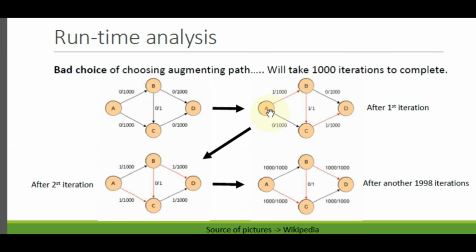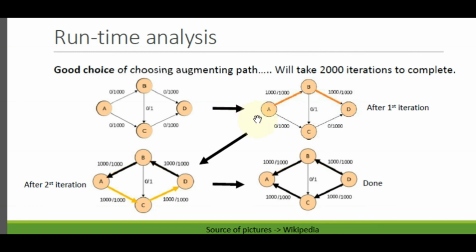So if you take an augmenting path A, B, C, D, the residual capacity is equal to 1. So we can push a maximum of 1 unit of flow along this augmenting path. So if we repeat and take A, C, B, D, again the residual capacity is 1. If you notice, C to B is a backward edge, so we are only pushing 1 unit of flow per iteration, and if we keep on doing this, it will take another 2000 iterations to complete. Whereas a good choice would be this one, where we are pushing 1000 units of flow along each iteration, so it will only take 2 iterations to complete.